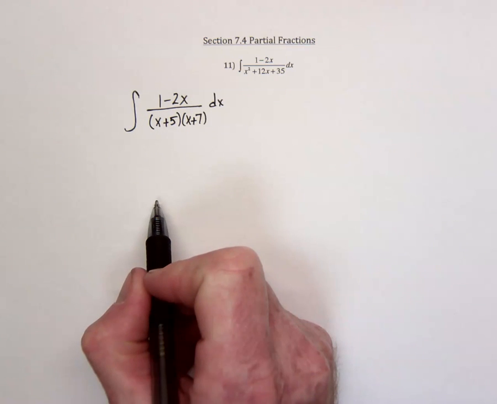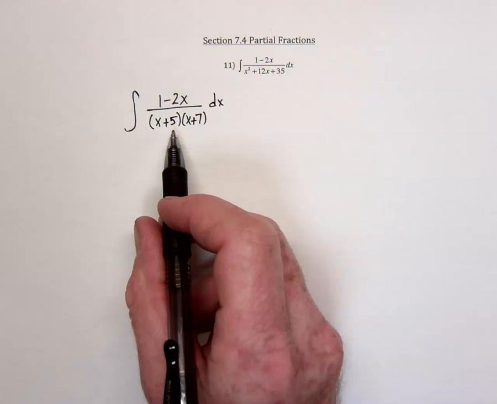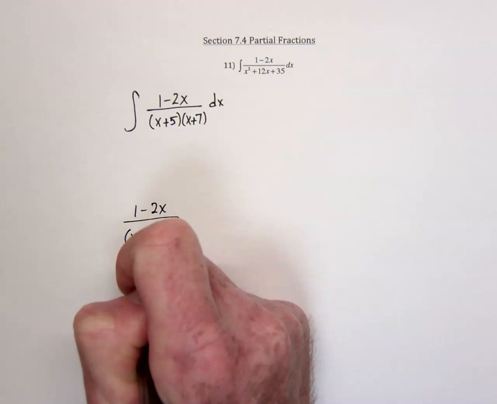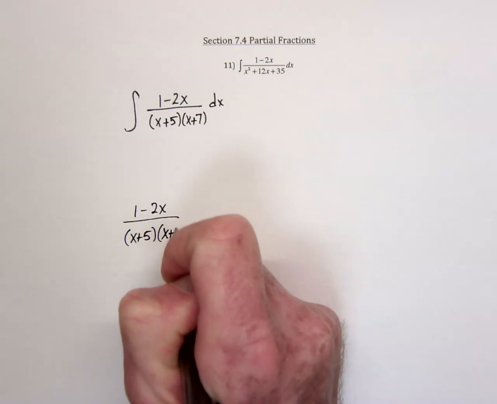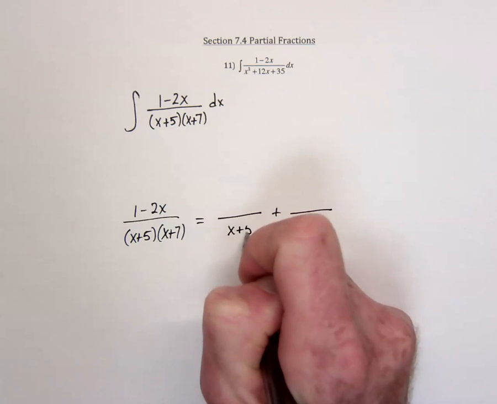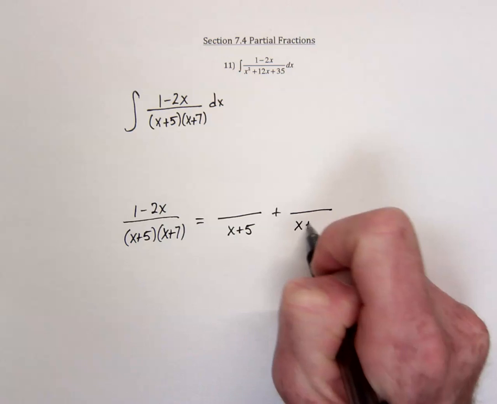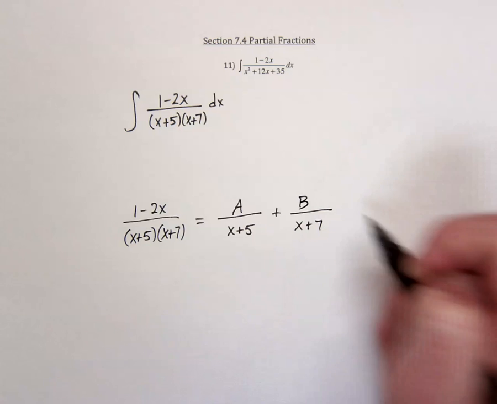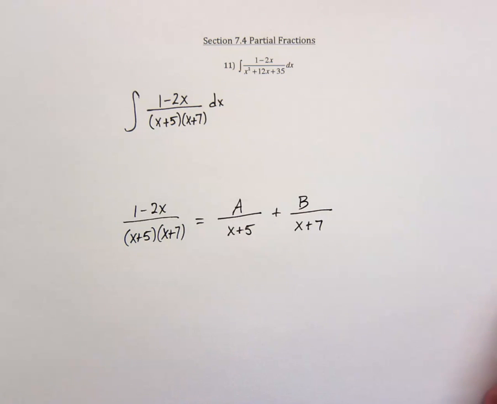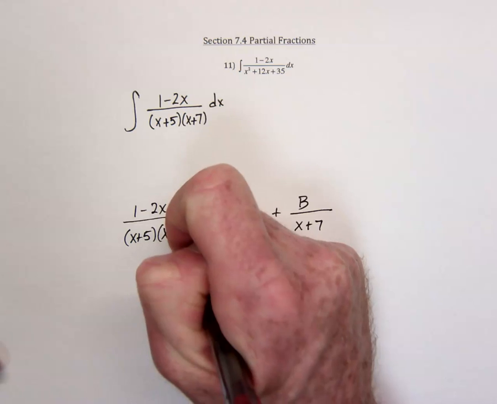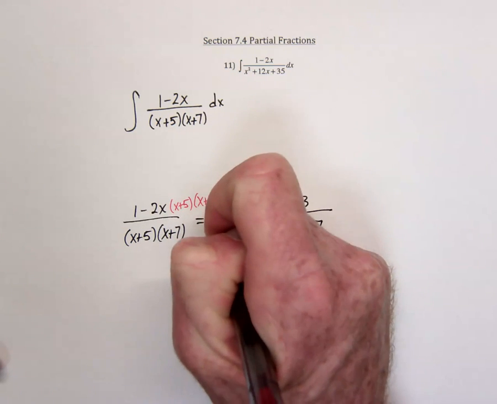First I'm going to do some algebra down here to find the partial fractions. So it would be 1 minus 2x over x plus 5 and x plus 7, which can be rewritten as two fractions with x plus 5 as one denominator, x plus 7 as the other denominator. The numerator will be some numbers, A and B, let's say. And now multiply both sides by the least common denominator, which is this thing right here. So multiply by x plus 5, x plus 7.